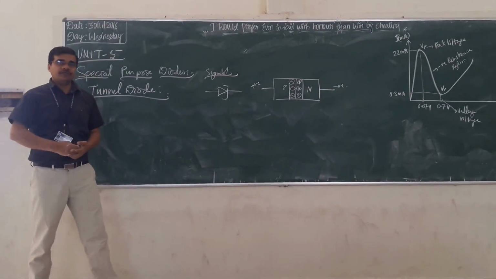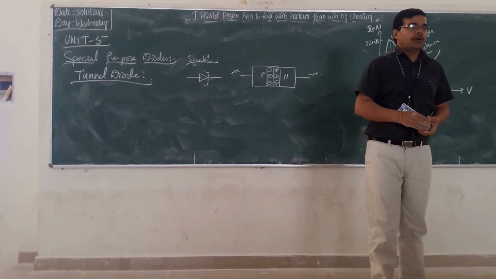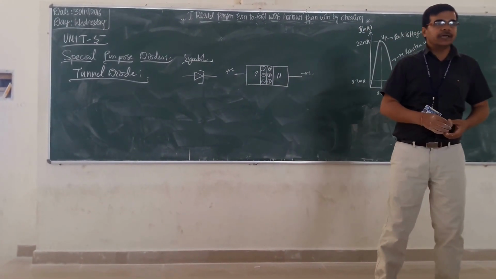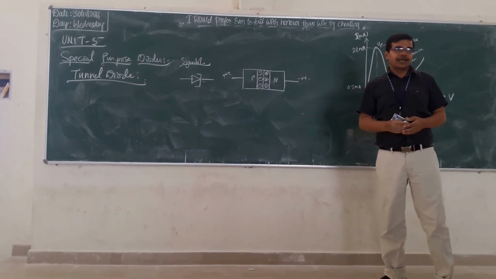Diode. Suppose you are going for the diode that we have covered earlier. We have seen the PN junction diode, and we are using it as a rectifier. Okay. So what about this tunnel diode?